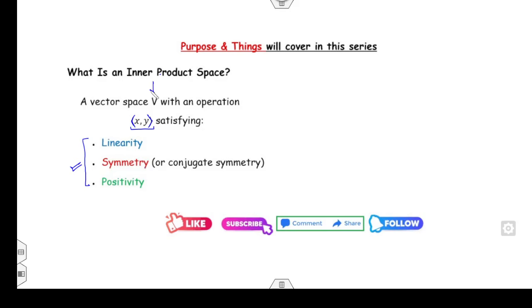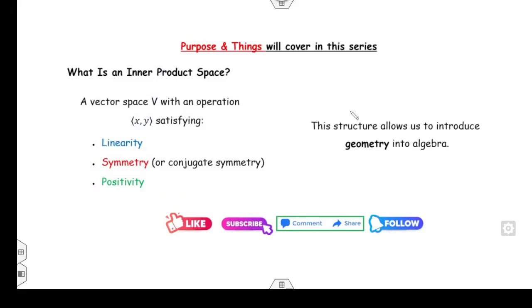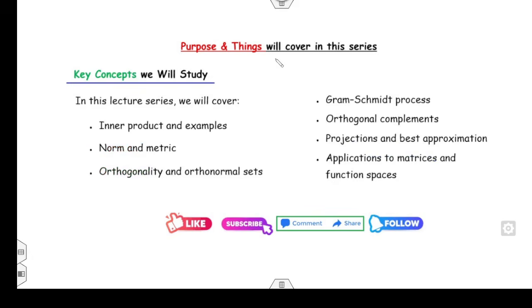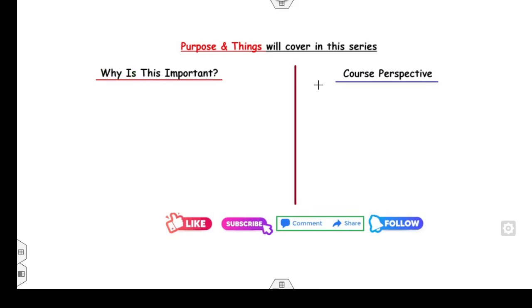So if you consider a vector space, and it satisfies these three properties, then we call it an inner product space. Or you can say this structure, that is linearity, symmetry, and positivity, will give us the idea of how we can define geometry in linear algebra. Based on this geometry of linear algebra, we will discuss the complete concept of the inner product space, norms, orthogonality, projections, application of the matrix, and the function space with the help of 25 plus numerical examples.